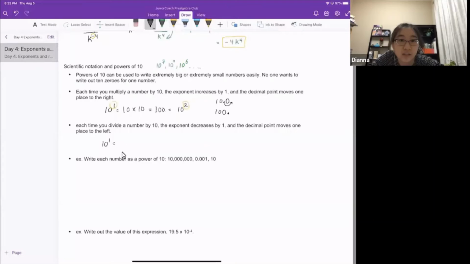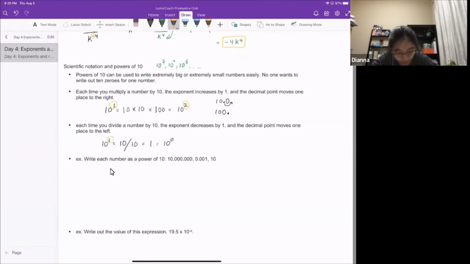My screen skipped again. Anyways, I'll explain this one, hopefully it makes more sense now that it's not skipping. 10 to the first power is 10. Now, what if I divide that number by 10? 10 divided by 10 is going to be 1, and 1 is also 10 to the 0th power. Anything to the 0th power is going to be 1.